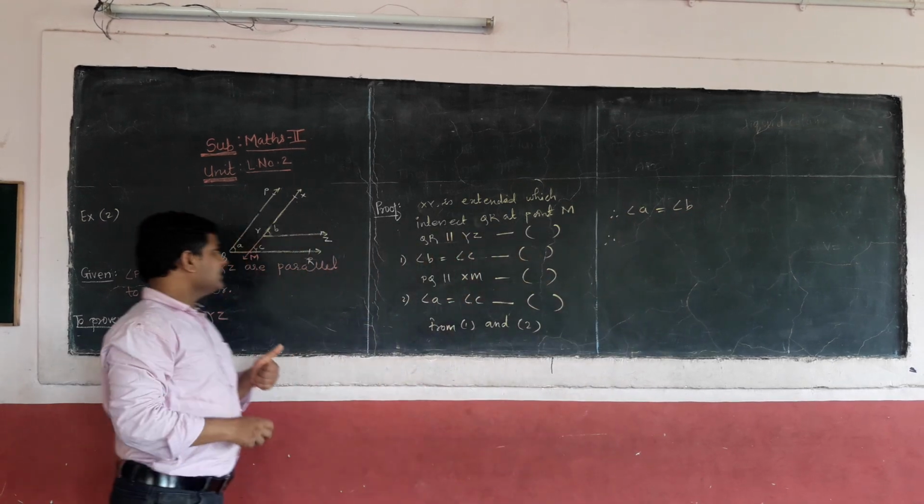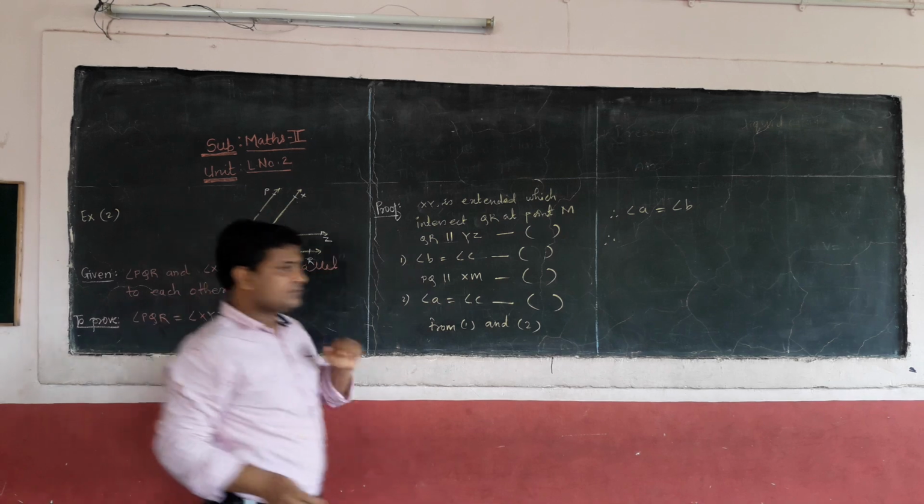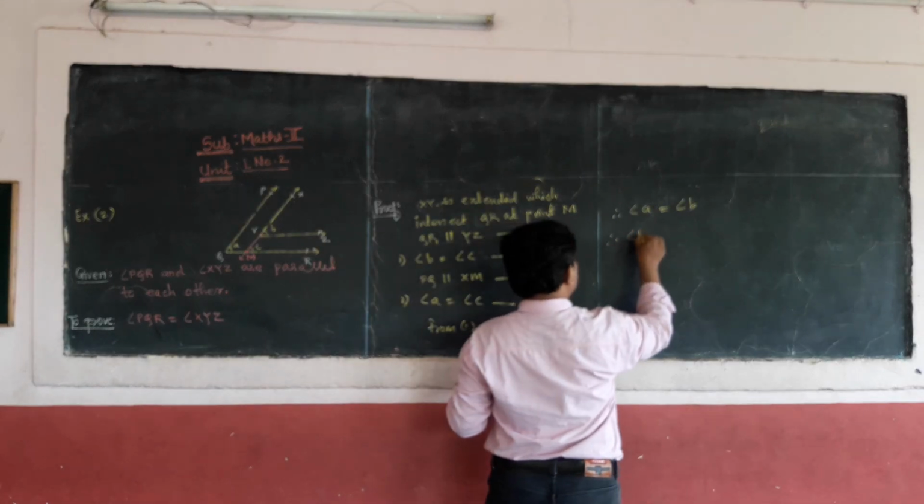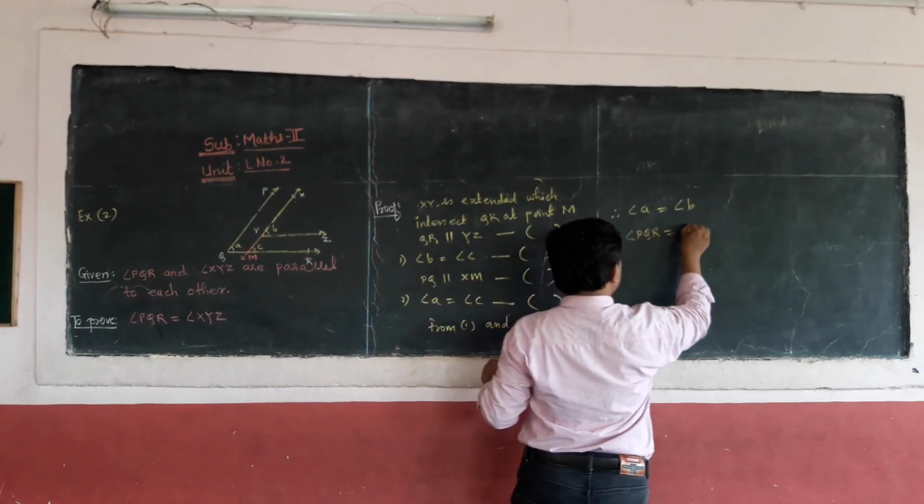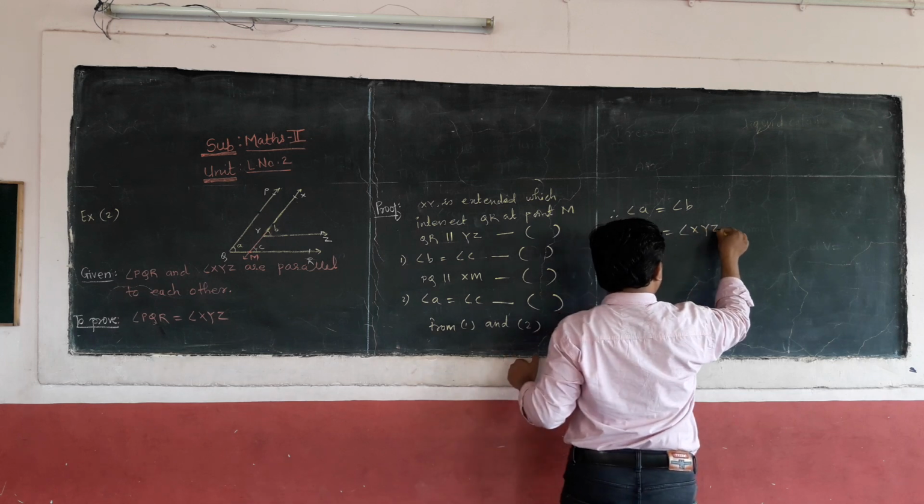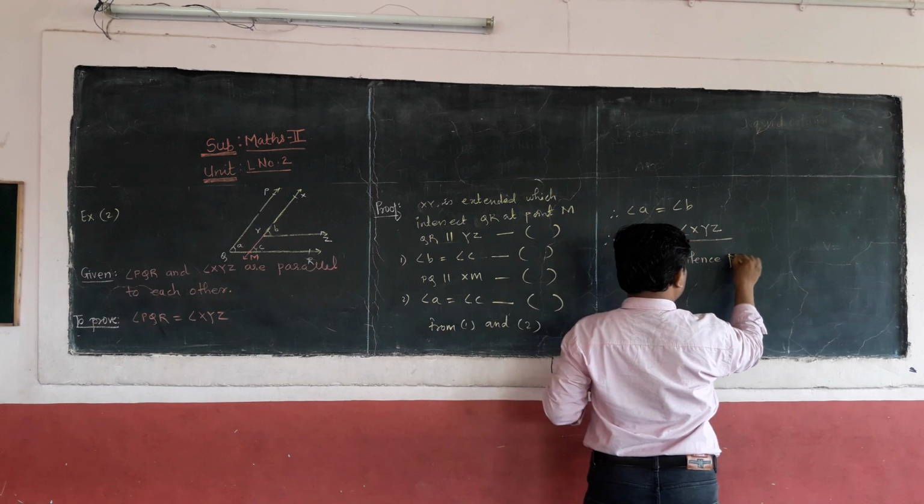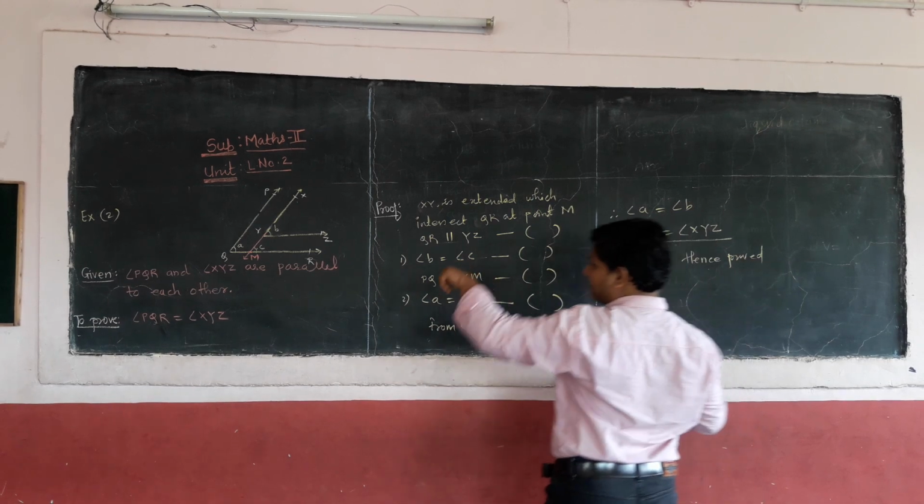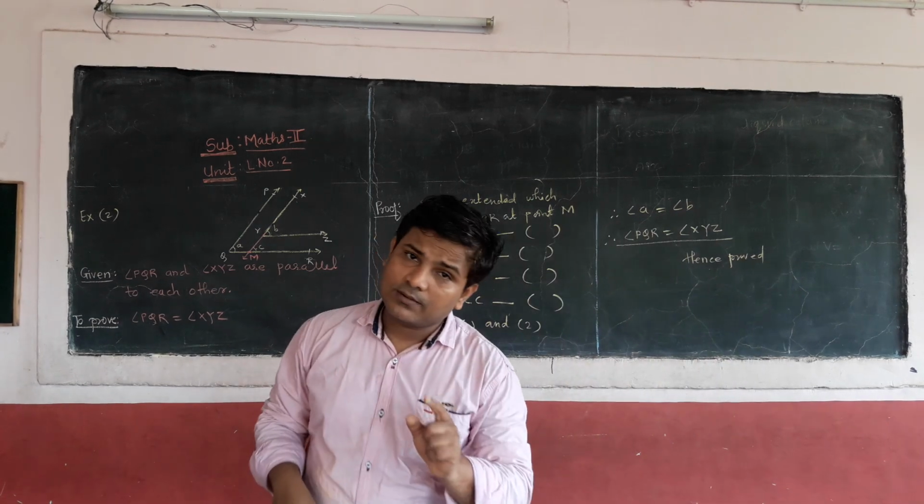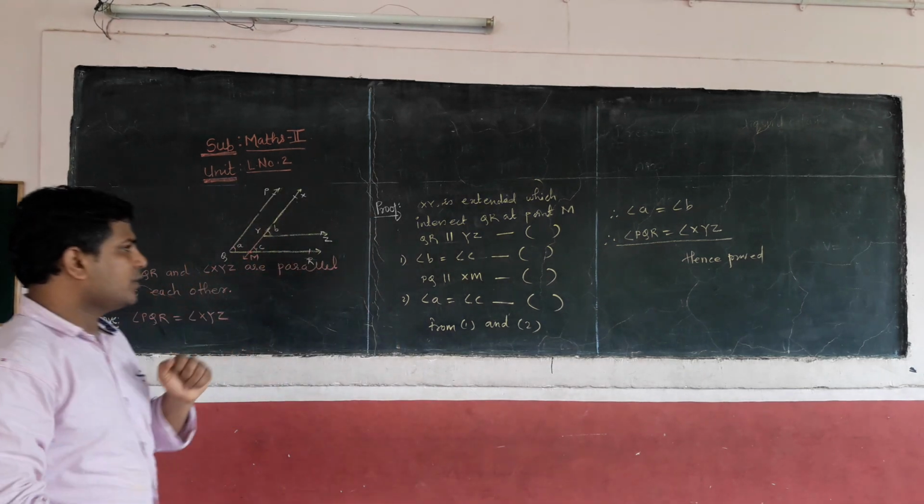What is the meaning of A? A का मतलब कौन सा एंगल है? PQR। And B का मतलब XYZ, hence proved. What it is proved? If two angles are parallel, then they are of equal measure. So copy down it in your notebook.